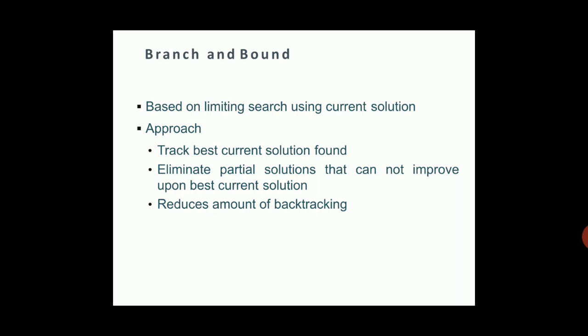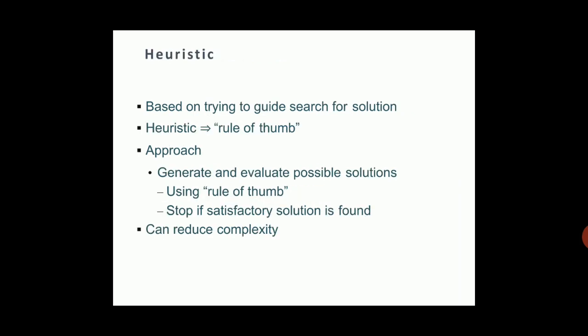So in this branch and bound approach, track the best current solution found, and eliminate partial solutions. That means eliminate all the partial solutions, find one best solution, and reduce the amount of backtracking. So it is time-taking, and the worst case is that we find the best solution, but with a worst time taken. And then the next and last method, here we will discuss the heuristic method.